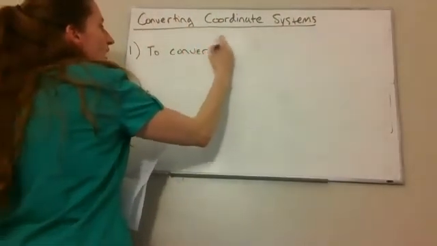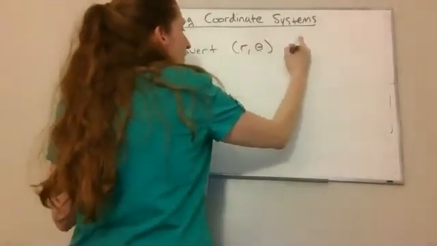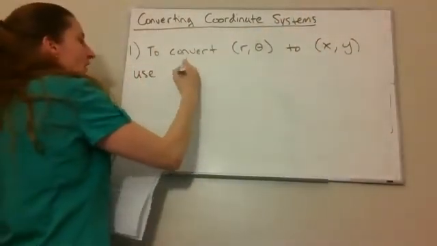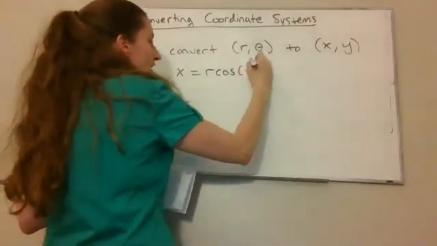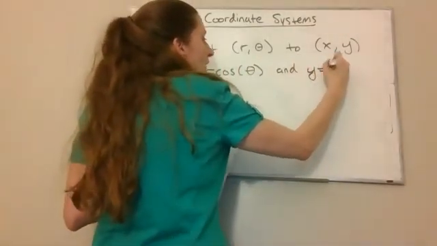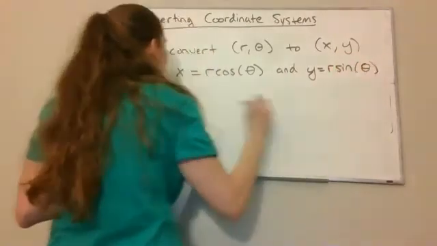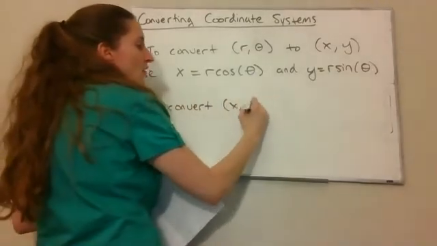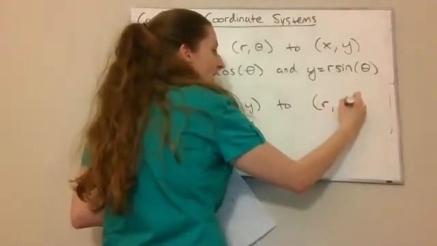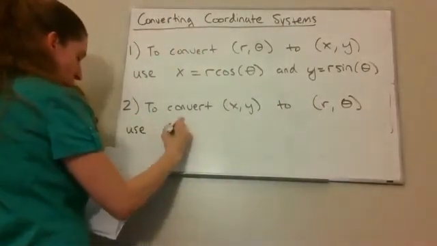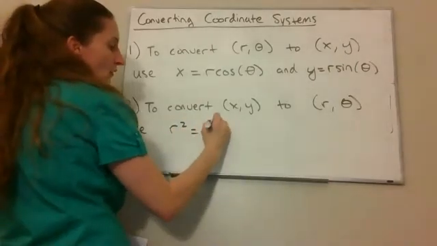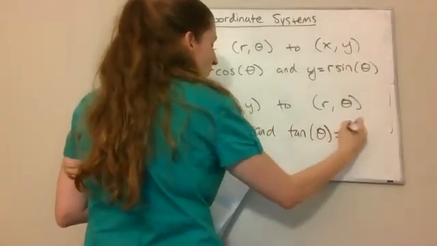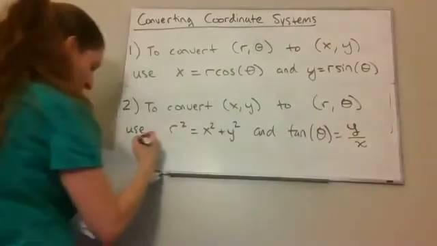To convert a point (r, theta) from polar into rectangular (x, y), you need to use the formulas x equals r cosine of theta and y equals r sine of theta. And then to convert a point (x, y) to its polar form (r, theta), use the relationships r squared equals x squared plus y squared, and tangent of theta equals y over x, as long as x is not 0.